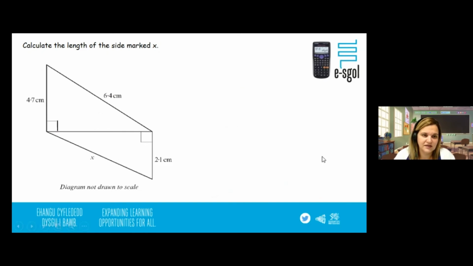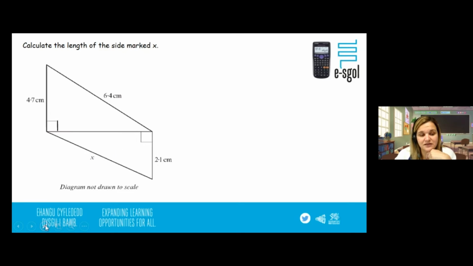So we have: calculate the length of the side marked X. Now, when I initially look at this shape, I can see that I have two right angle triangles that are joined by a line going across here. When I look at the top triangle, I've got two sides given to me. And when I look at the bottom triangle, I've got the one right-hand side there, the 2.1, and I'm trying to find the X. So if I go straight in to find this X, only using the bottom triangle, I haven't got enough information. I only have the 2.1 that I could use within that triangle.